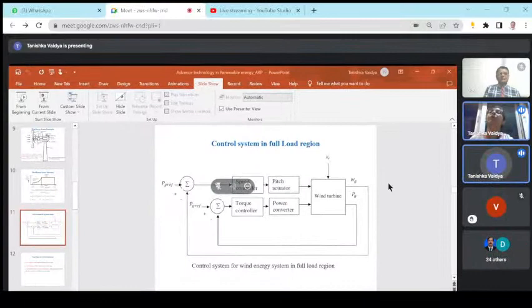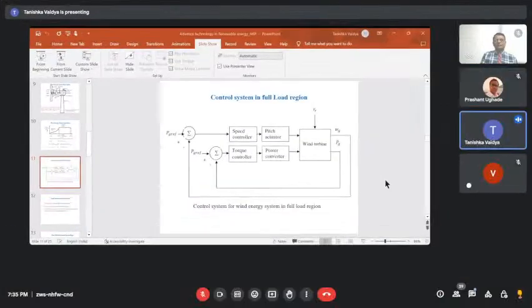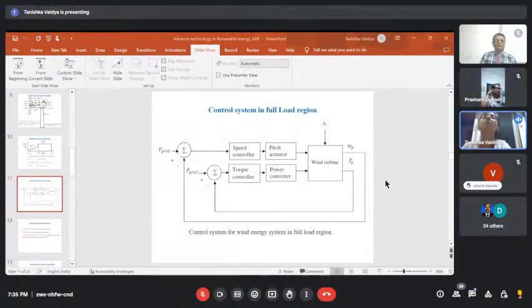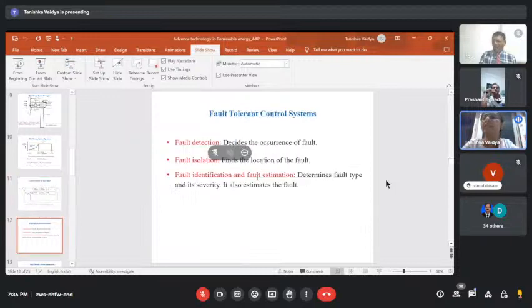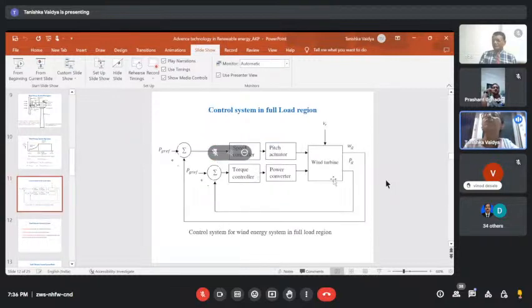So if we have to increase the yield, and if we have to install these farms offshore, as in India, where good enough coastal area is available, then these fault tolerant control systems must be used. This is the advanced control system. What is this advanced control system? In previous slides we have seen the control system. This is just the control system, but what is a fault tolerant control system?